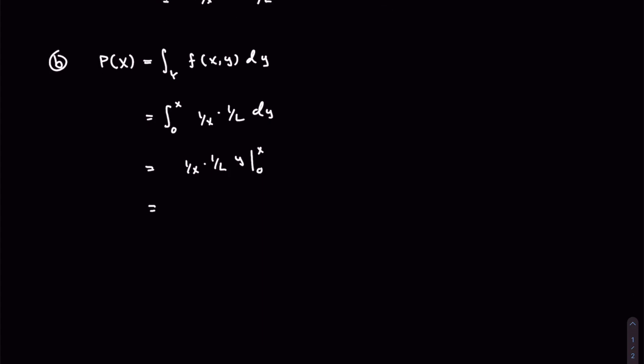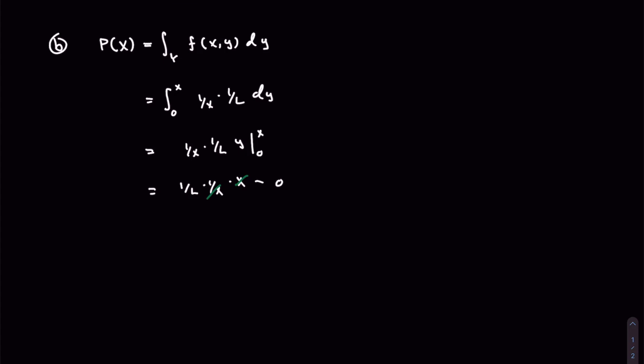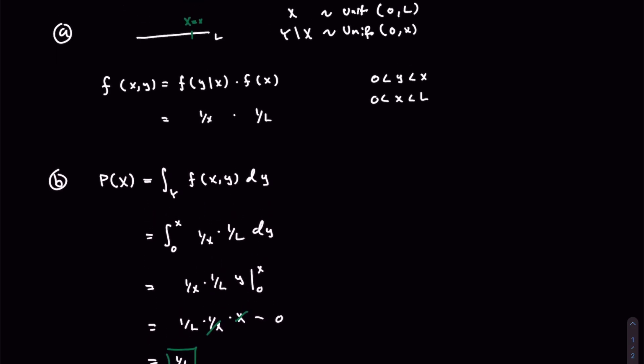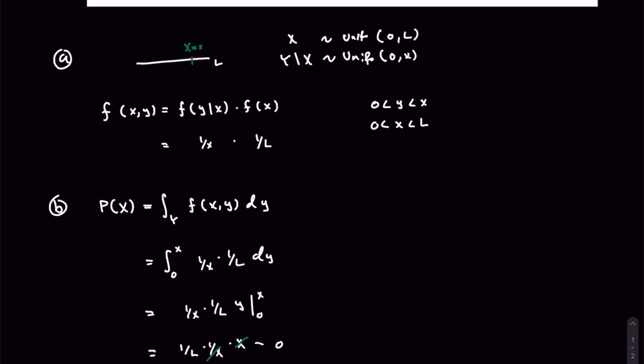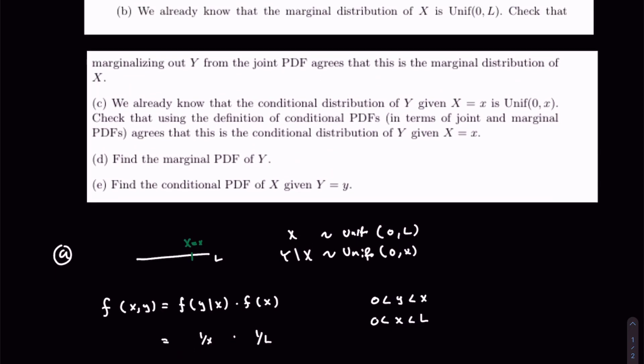And this ends up being 1 divided by L, 1 divided by x, multiplied by x minus 0. Here we can divide these two out, and we get 1 over L, which is exactly the marginal of x here. Good, so that makes sense.